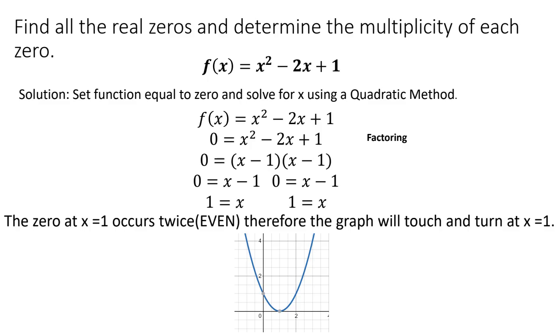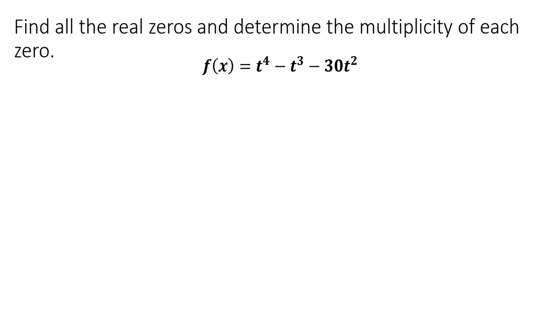But it touched and then turned away, okay? So again, this is how I can find my solutions. Right? Let's look at this. Find the real zeros and determine the multiplicity of each zero. So we have t to the fourth minus t cubed minus 30t squared.